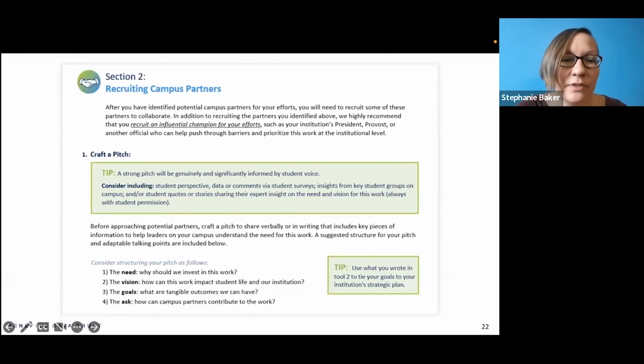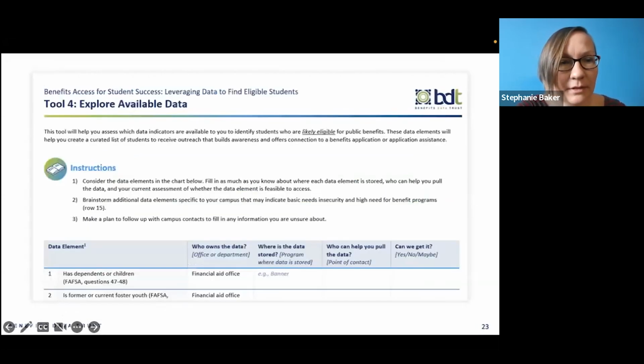The second section of this same tool is a resource for crafting a pitch to recruit others on a campus into supporting this work. So this includes considerations like what to include when crafting a pitch, talking points, potential research articles that you might want to cite when you're trying to build a case for doing this kind of work on your campus.